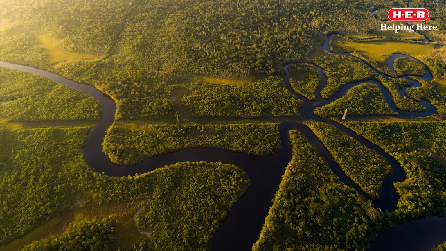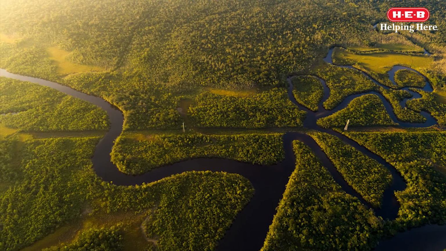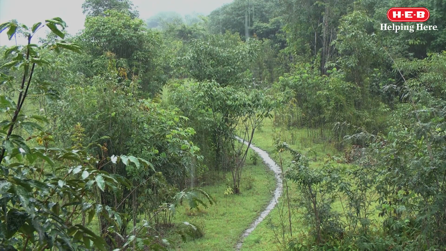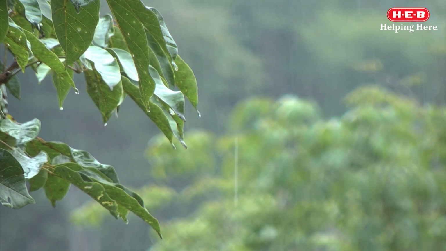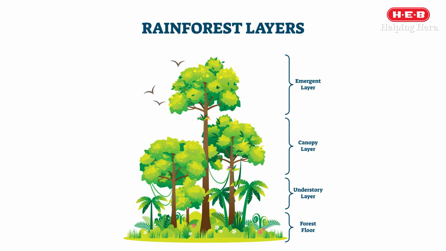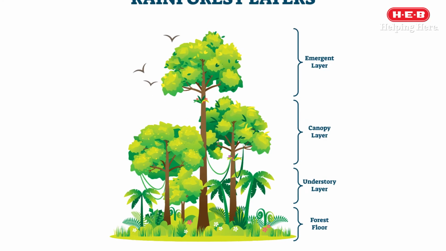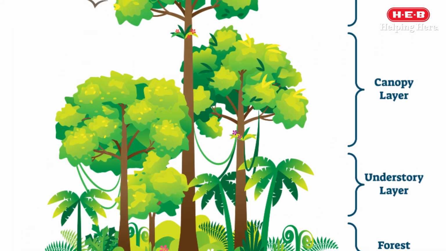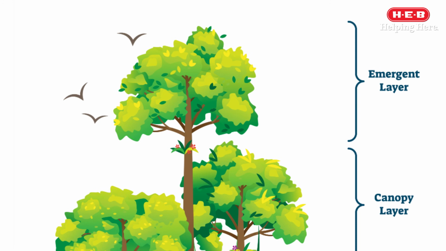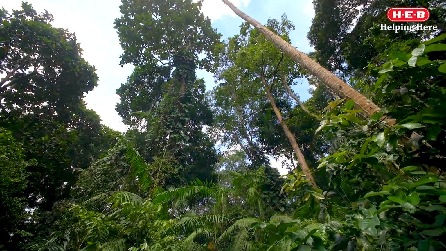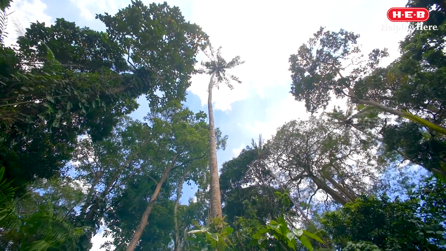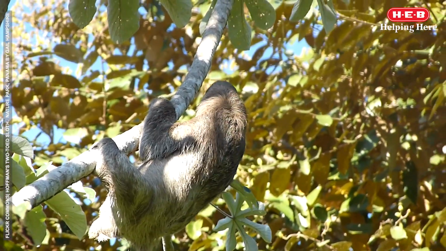Tropical rainforests can be found 28 degrees north and south of the equator. It is always warm and wet. It rains up to an inch a day. The forest is made up of 4 layers: the forest floor, understory, canopy, and the emergent layer. Some trees can grow up to 200 feet, and over 50% of the world's animals live in the rainforest.